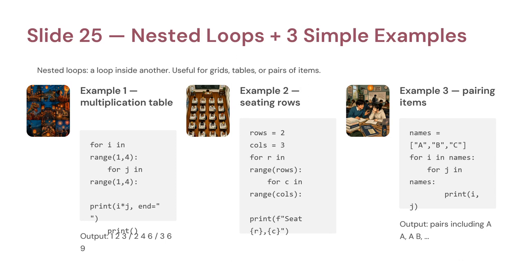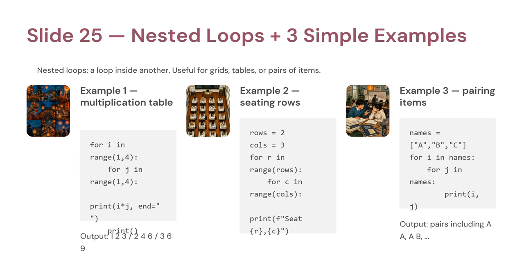So now let's learn a slightly advanced but very important concept, nested loops. The word nested means something placed inside something else. So a nested loop means a loop inside another loop. Why do we need nested loops? Let's imagine a classroom. Suppose there are 3 rows and 4 seats in each row. If we want to visit every seat, one loop is not enough. We need one loop for rows and one loop for columns. That's exactly a nested loop.